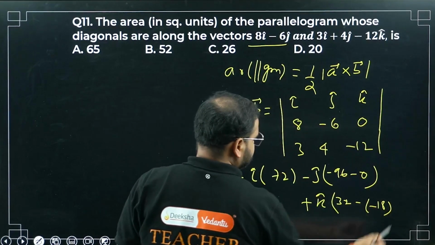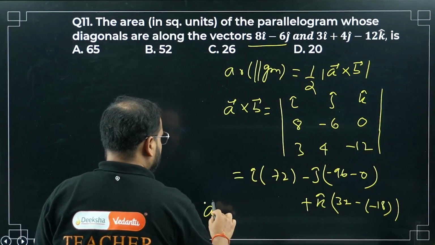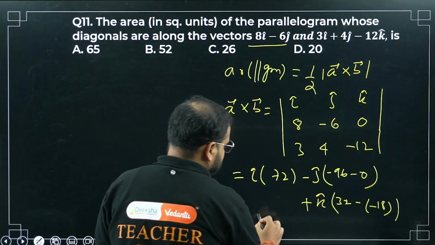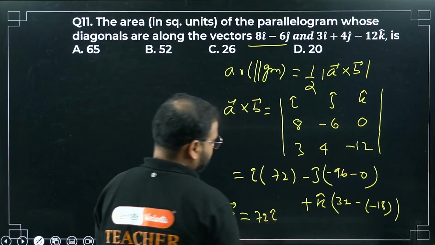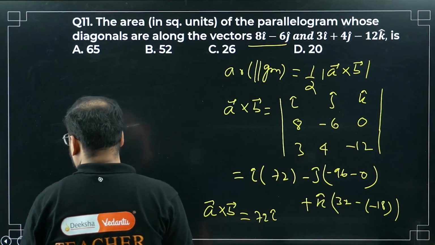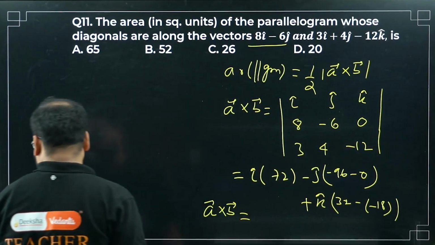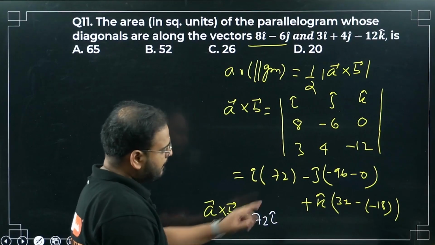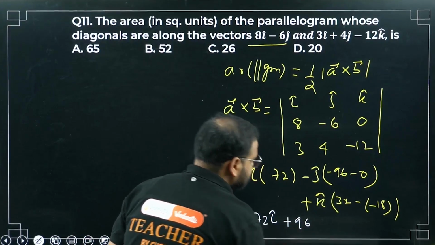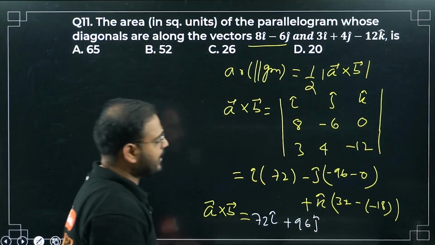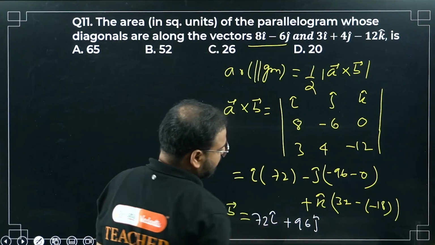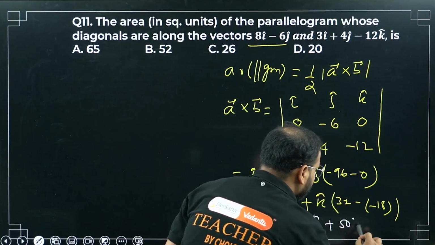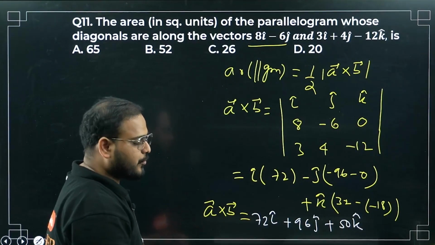Okay, great. Please see this answer. I'm getting A cross B as what? 72 i cap. Okay, one second, sir, we'll have less space over here. I'll change the ink color. 72 i cap plus 96 j cap, okay, and how much is that? 18 plus 32, 50, right? Correct. So plus 50 k cap, right? 18 plus 32 is 50, correct.